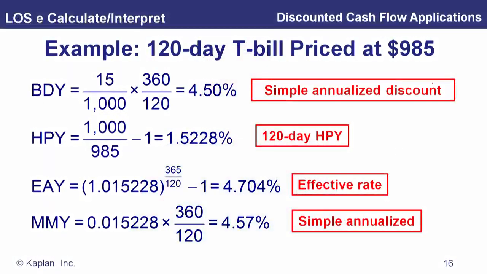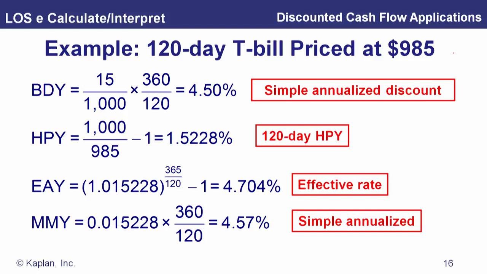So let's look at each of these yield measures for this Treasury bill. The discount from face value is $15, $1,000 to $985. So we've got 15 over 1,000, that's the discount, 1.5% from face value. And then we annualize that with 360 over the number of days until maturity of 120. So our simple annualized discount, our BDY, or bank discount yield, is 4.5%.